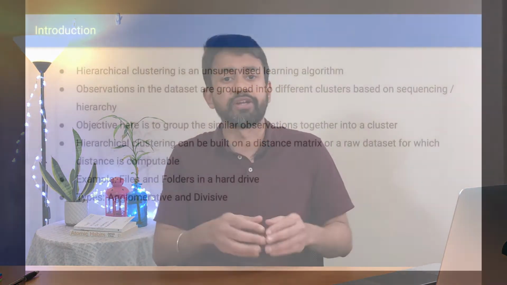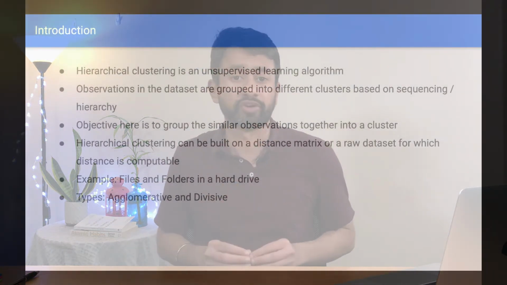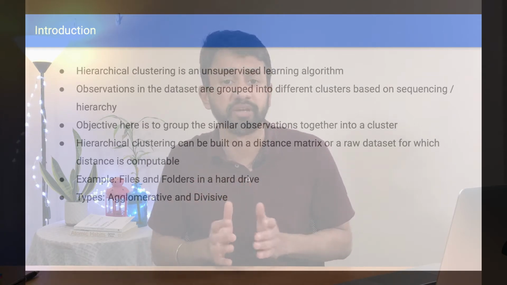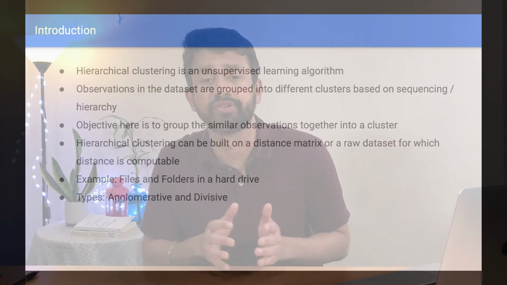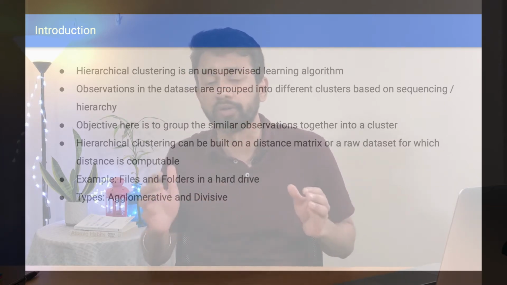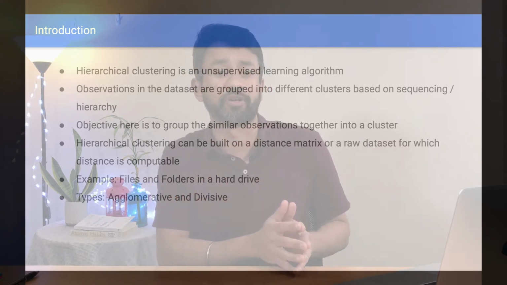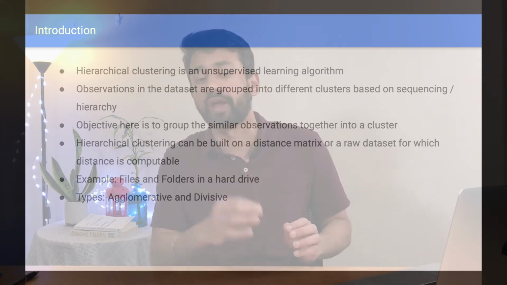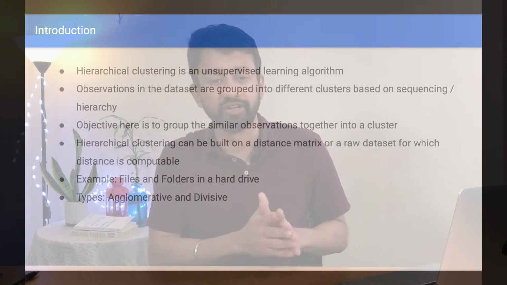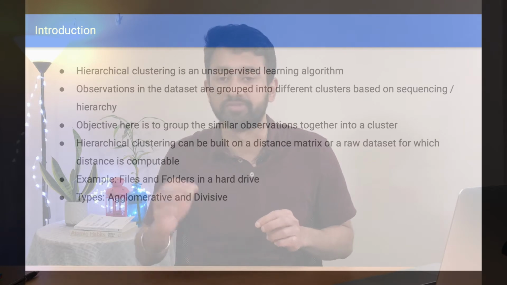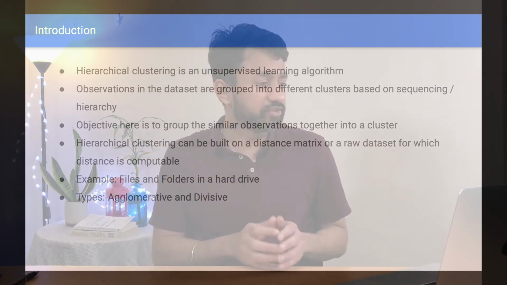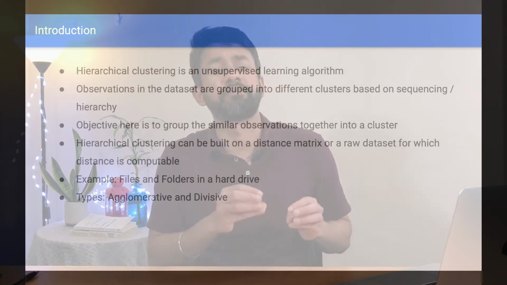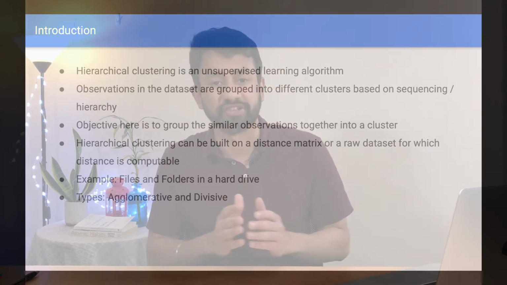Coming to the next point, the objective here is to group all the similar observations together. If we have a list of customers, the objective would be to group all the similar customers into a particular group. That is the objective of any clustering algorithm. So in hierarchical clustering as well, the objective is to group all similar observations into one single group. The next one is that hierarchical clustering can be built based on a distance matrix.